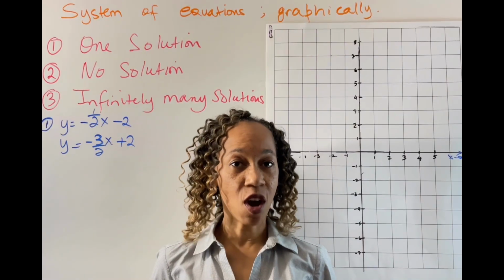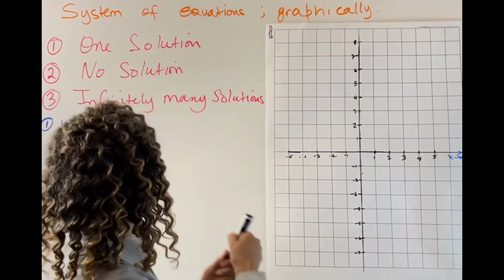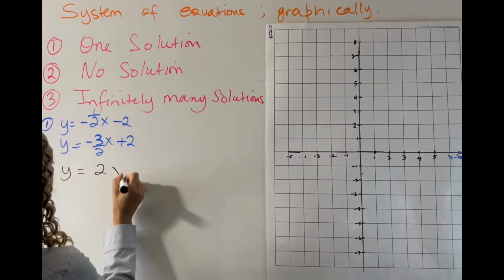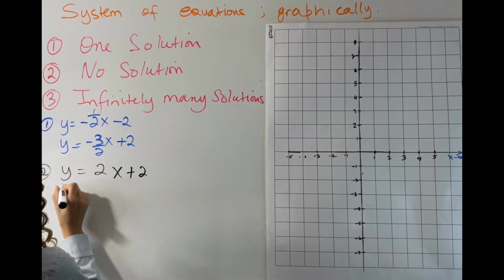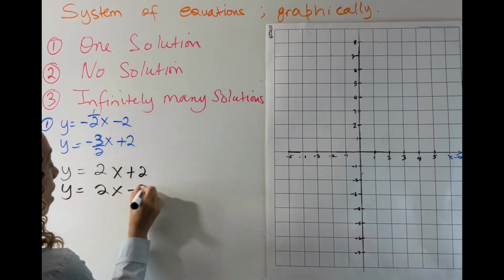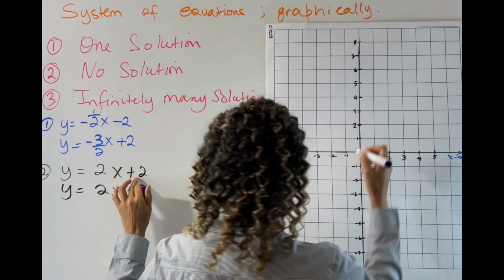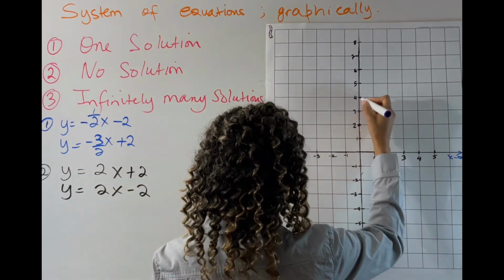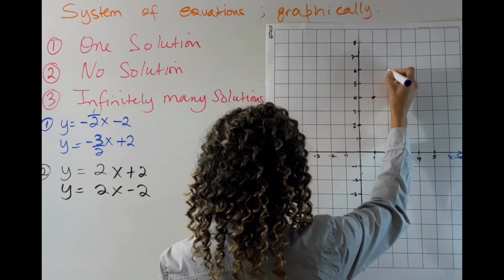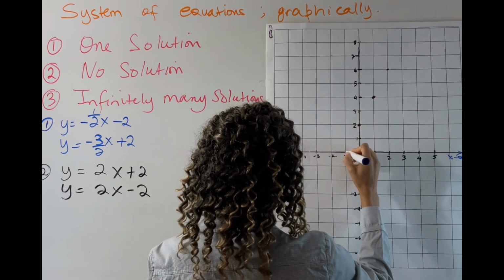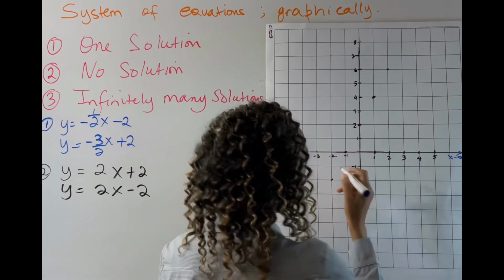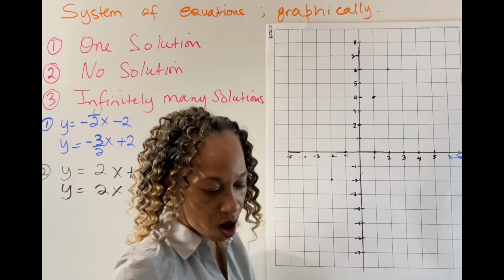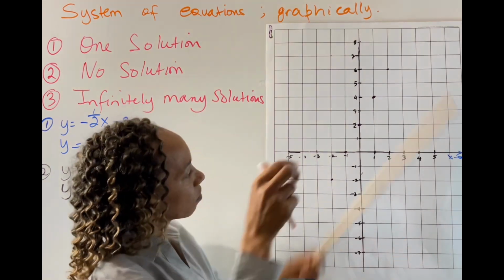Let's graph the next set of systems of linear equations. And so we have y equals 2x plus 2 and y equals 2x minus 2. The y-intercept is at 2, so let's start at 2. And our slope here is positive 2, up 2 over 1, or down 2 to the left 1. And when we graph those, we are going to connect our points now.